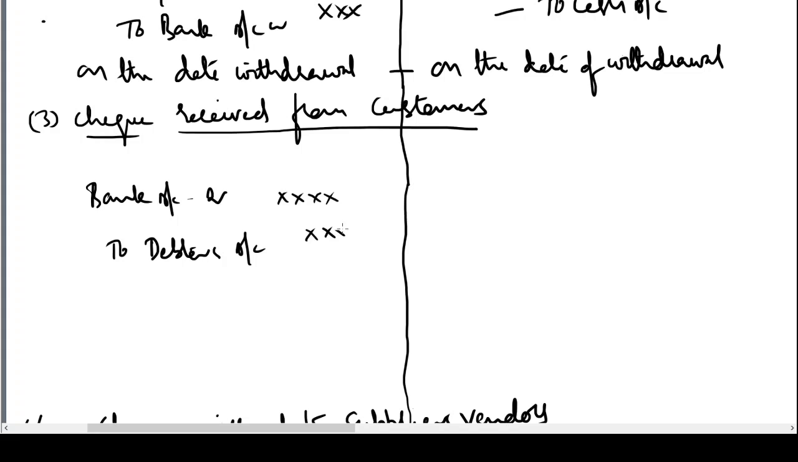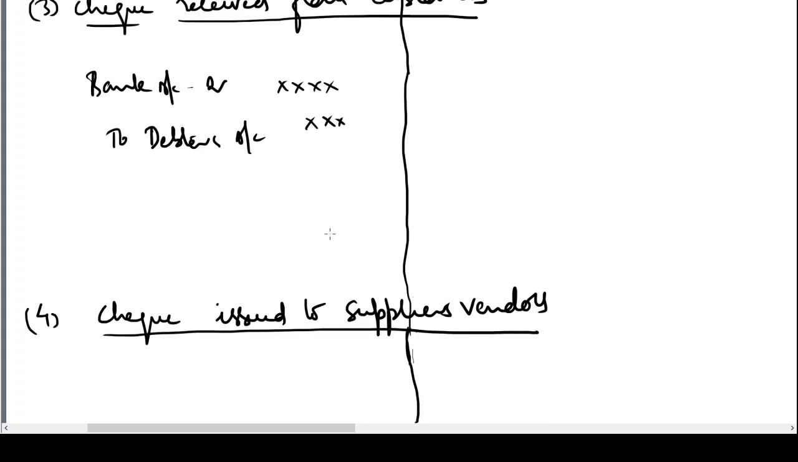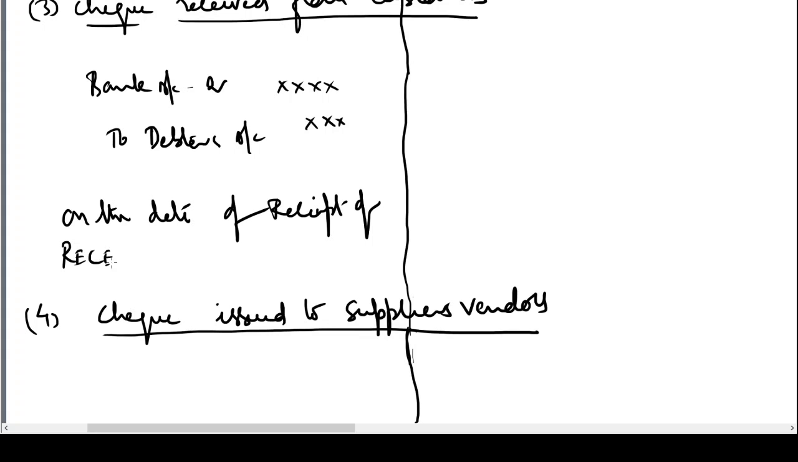So this is the entry we pass as soon as we receive the checks. Now, when is this entry recorded? This entry is recorded on the date of receipt of the check. So we record this entry on the date of receipt of check from the customer. On the date of receipt of check, we are going to pass this entry.